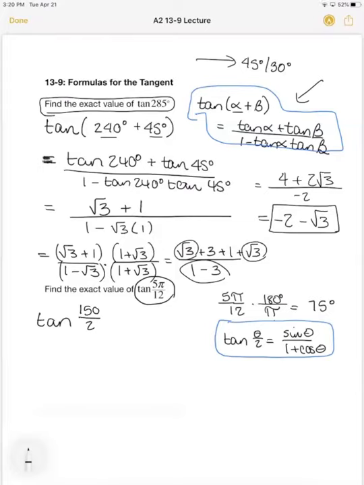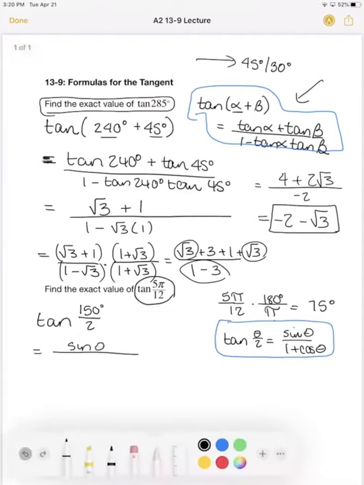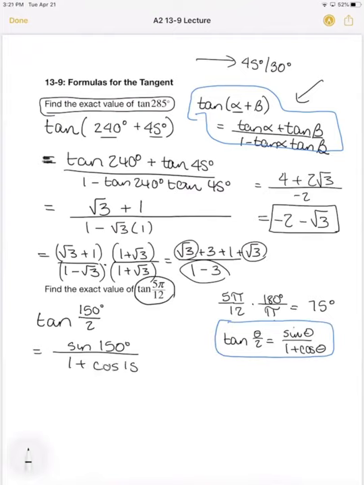And that's the same thing as the tangent of 75 degrees. Now I'm going to use my formula that I boxed in blue, and theta now becomes 150 degrees. So I'm going to do the sine of theta, where theta is 150, over 1 plus the cosine of 150 degrees.